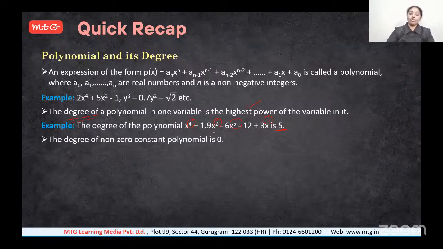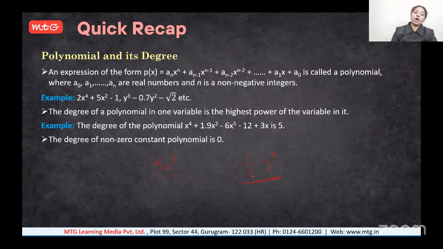Now, the degree of a non-zero constant polynomial. When I'm talking about a constant polynomial, like 5, this is also a constant. We can even call it a constant polynomial. Why? I can write it as 5 into x^0. If I have minus 1 by 2, I can write it as minus 1 by 2 into y^0. So all these are constants. These all come under the category of constant polynomials, but are the specific case of a non-zero constant polynomial. Even 0 is also a constant polynomial, but this is a special category in the constant polynomials, which we call the zero polynomial.